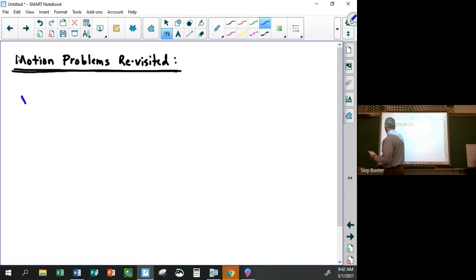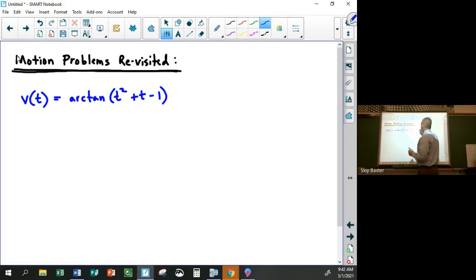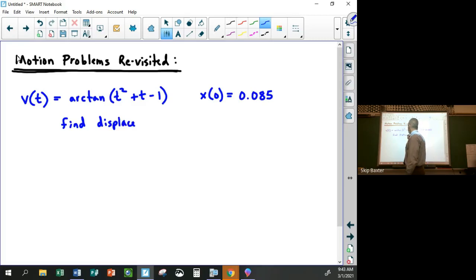Okay, so what if we have a problem where the velocity of a particle is given by the formula arctangent of t squared plus t minus 1, and x of 0, the position at 0, is 0.085. And they said, find the displacement from t equals 0 to t equals 5.